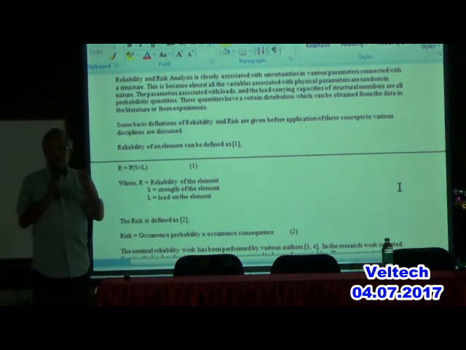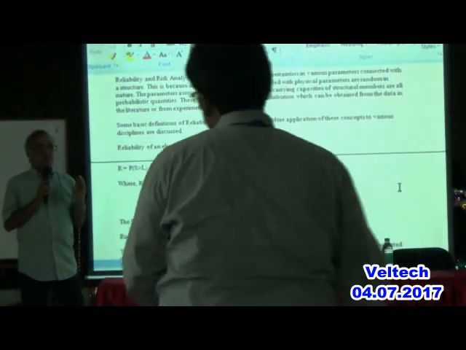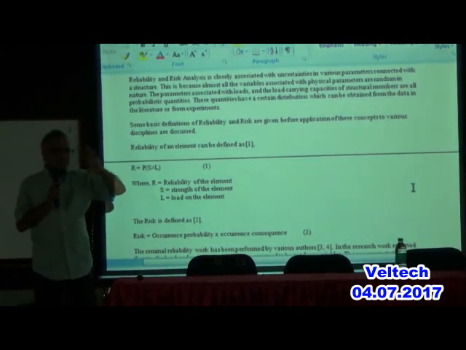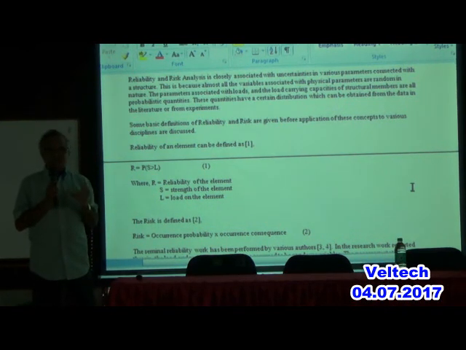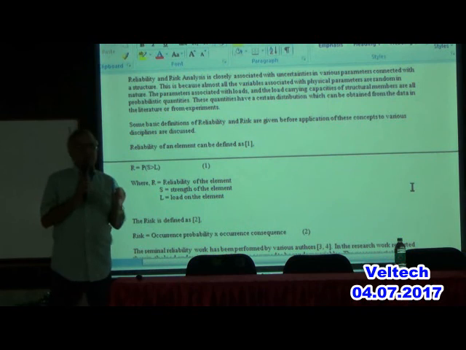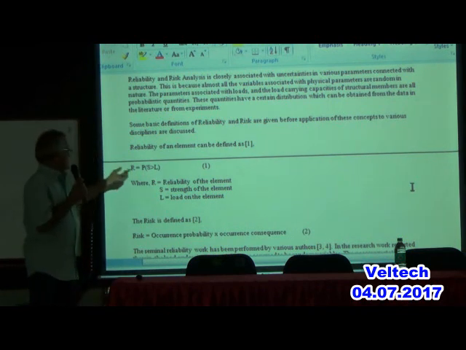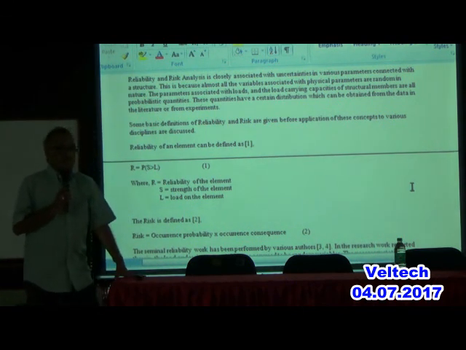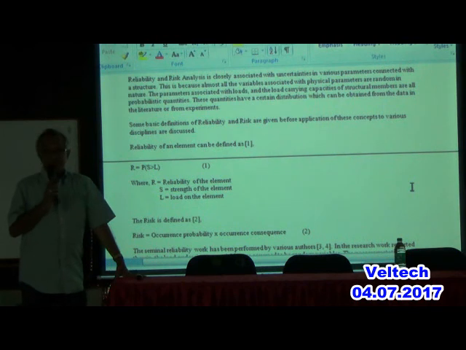Reliability definitely uses the concepts of probability and statistics. The basic understanding is you cannot do any reliability analysis unless you know the basic concepts of probability and statistics. So reliability is the probability that the strength is greater than the load. You all agree that it is positive. Conversely, the probability of failure is the probability that the strength is less than the load. That's the basic idea.